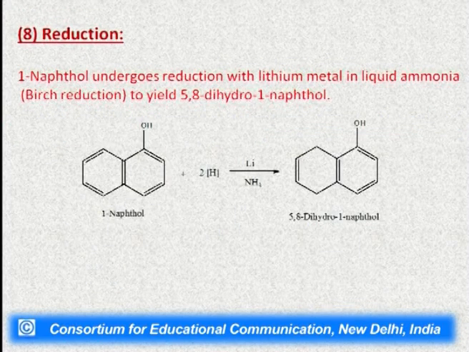Now comes a reduction reaction. 1-naphthol undergoes reduction with lithium metal in liquid ammonia to yield 5,8-dihydro-1-naphthol. This is a name reaction which is called Birch reduction. So alpha naphthol on Birch reduction will give us the 5,8. This is the 5 and the 8. Hydrogens are adding on these two positions and we will get dihydro-1-naphthol.